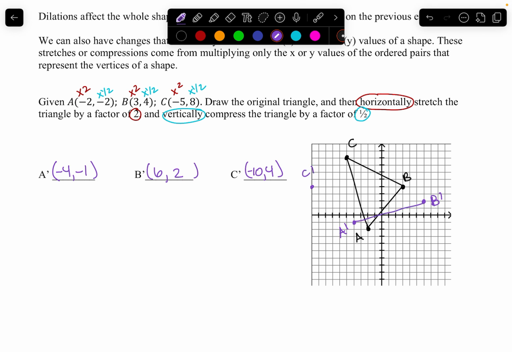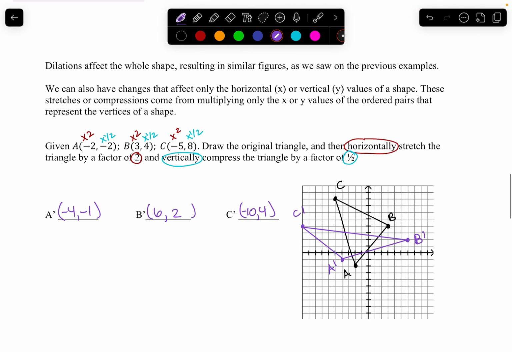So did my triangle get wider horizontally? Yes, it did. Did it get shorter vertically? Yes, it did. Now, here's the thing. When you do this, you no longer have similar figures, okay? Similarity does not affect the shape, and it definitely doesn't affect the angles, and the angles are most definitely affected right now, okay? So just FYI, if you watch this video, this is an example of something that you may or may not see on your midterm, so keep that in mind.